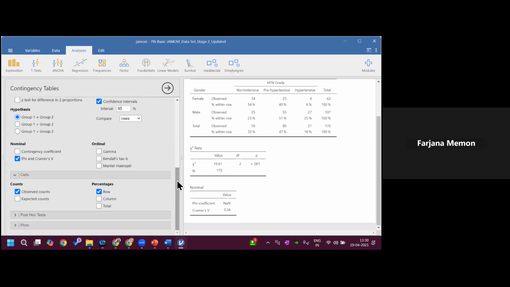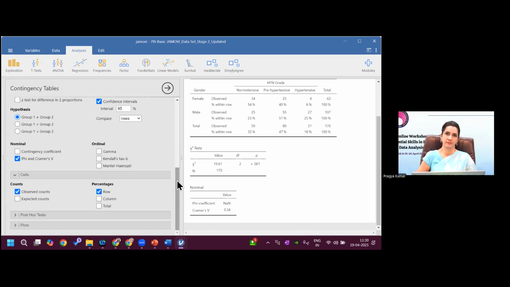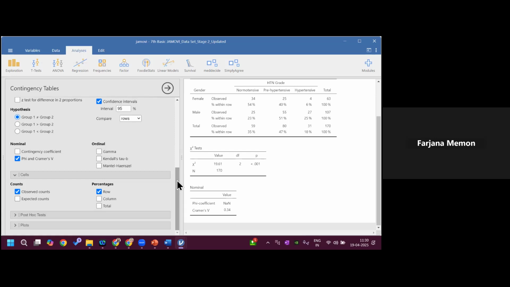Further, my question regarding the Cramér's V, like when we should report the Cramér's V, generally we are not reporting, right? I have reported it in only one of my manuscripts, and it was between the independent variables only.